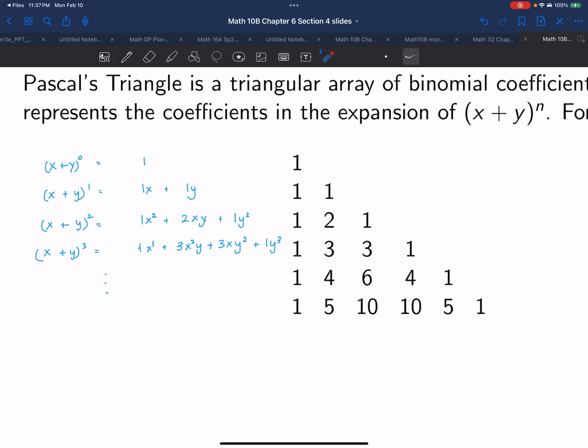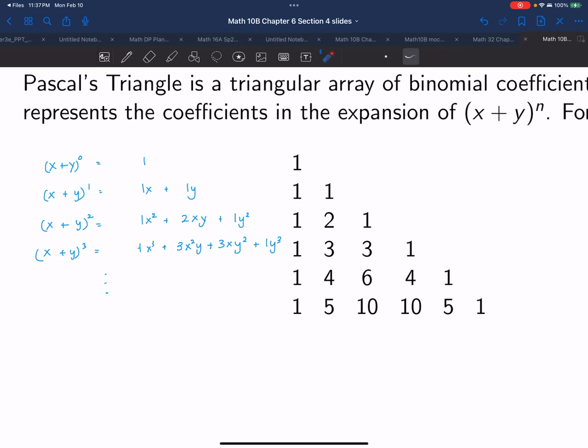So look, if we're looking at x plus y to the 0th power, that's just 1. x plus y to the first power should be x plus y. I'm looking at the coefficients, 1 and 1. x plus y squared, 1x squared, 2xy, 1y squared, yes? x plus y cubed, 1, 3, 3, 1.